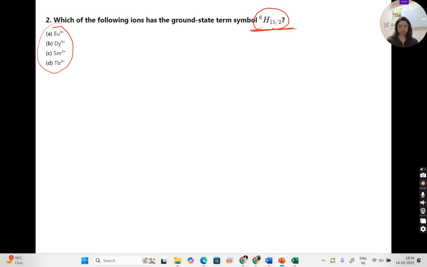Okay, here's a hint. I'm giving all the 4f electrons of these ions. Later we can memorize them, but right now I'm giving you the hint. Now we just need to calculate the ground state term symbol for each of the following and match which one has this 6H15/2. I'm giving you 2 minutes to solve this question.